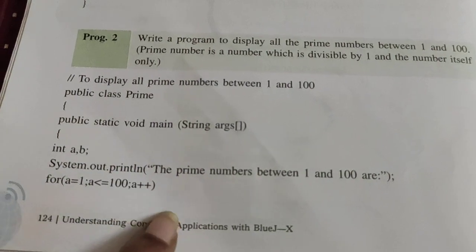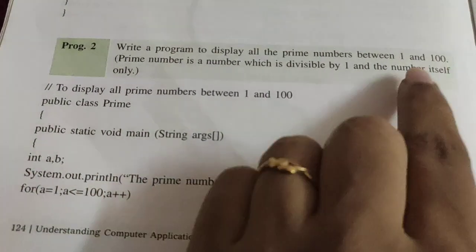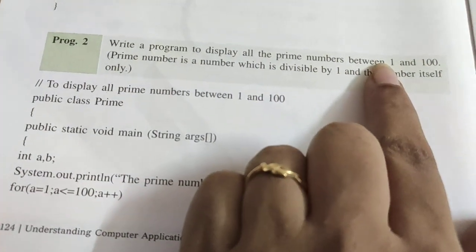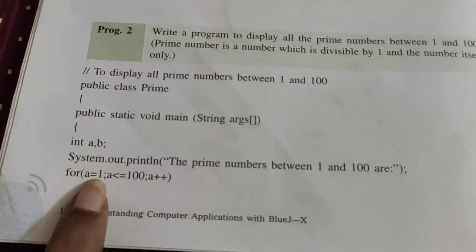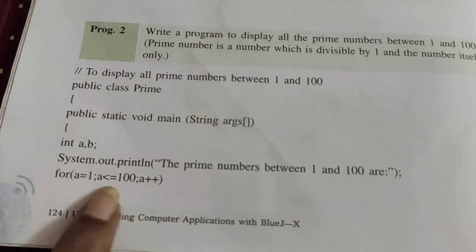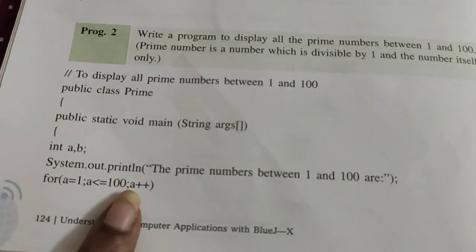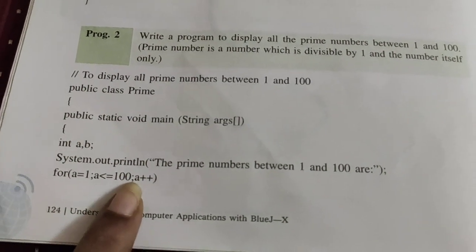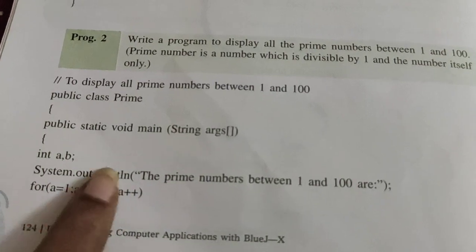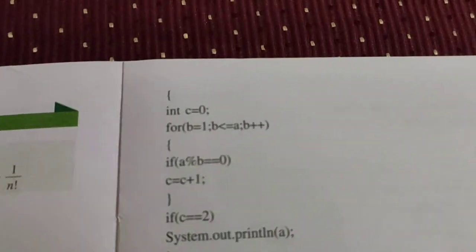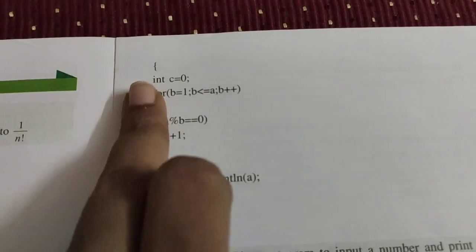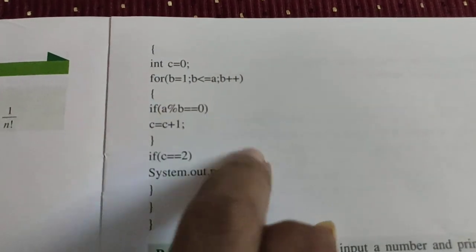So in the outer loop, first we are going to take this condition, that the numbers are going to be between 1 and 100. So for a you have declared it with 1, and till 100 you have to find the prime numbers and display them. So the condition is going to be less than or equal to 100. Now you are going to the second loop.